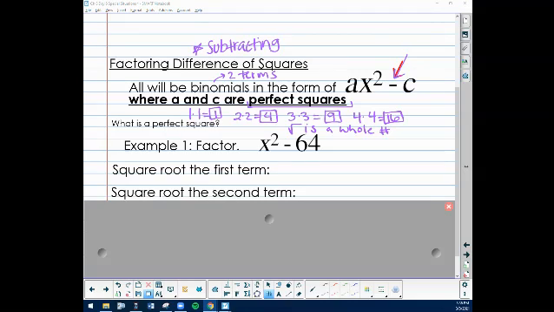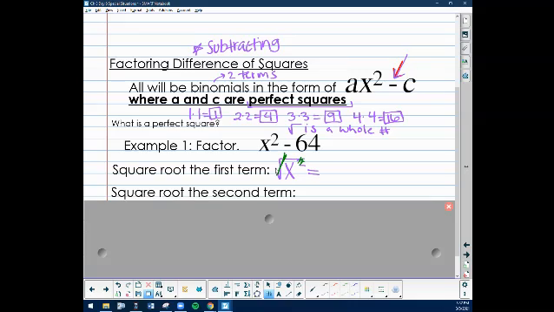One thing you need to know is that if you square root x squared, and you'll definitely learn this in Algebra 2, square root the first term, the square root of x squared. Just like addition and subtraction are opposite operations, the square root and the square are opposite operations, and that leaves me with just x.